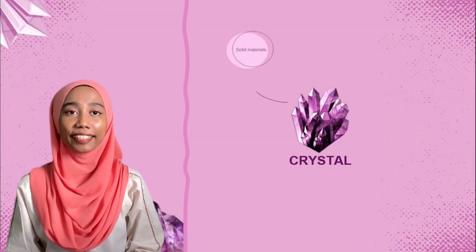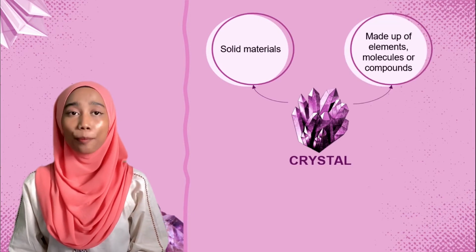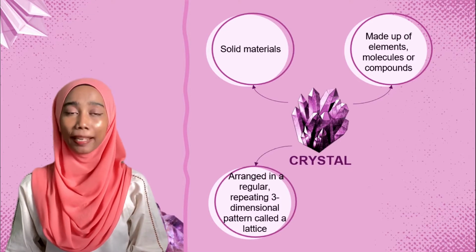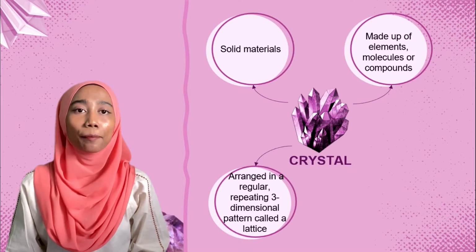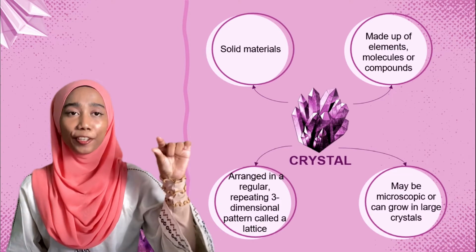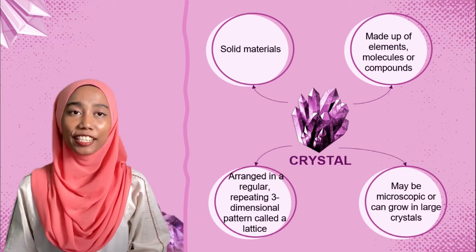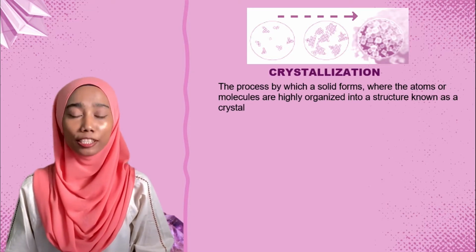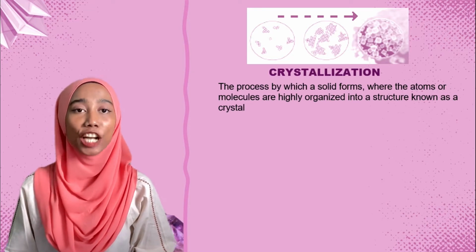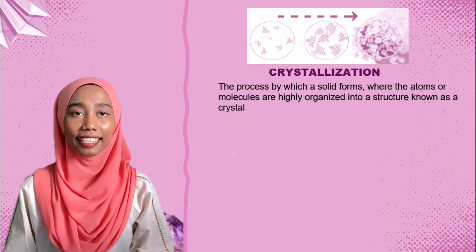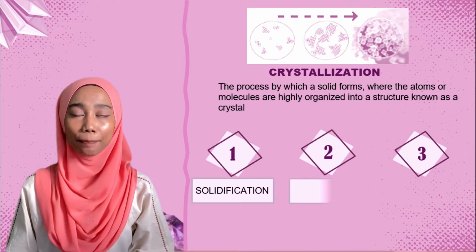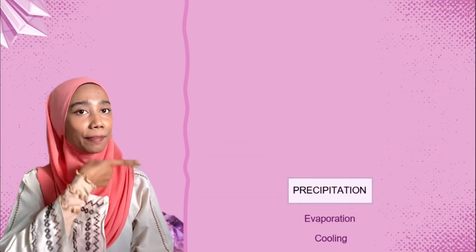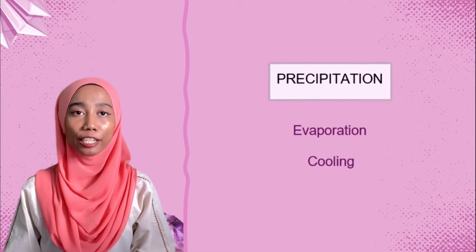Crystals are solid materials made up of elements, molecules or compounds arranged in a regular repeating three-dimensional pattern called a lattice. They may be microscopic or can grow into large crystals. Crystallization is the process by which a solid forms, where the atoms or molecules are highly organized into a structure known as a crystal. Crystallization can be done by solidification, precipitation, and recrystallization. In this experiment, we will focus on precipitation by evaporation and cooling process to form crystals.